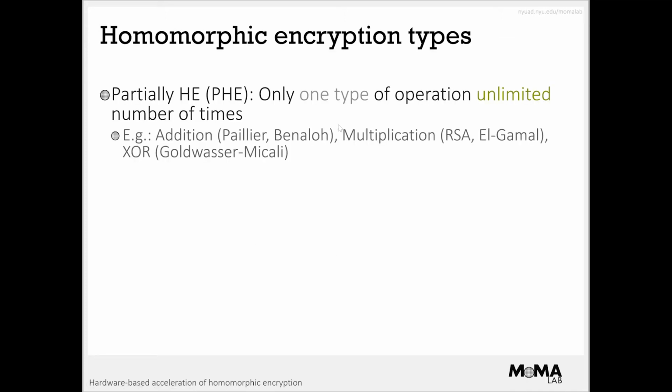So partially homomorphic, so different types of homomorphic encryption. What I just said is also called partially homomorphic. Why partially? Because it allows only one type of operation, an unlimited number of times. So the only one type makes it partially homomorphic. You allow only addition or only multiplication.